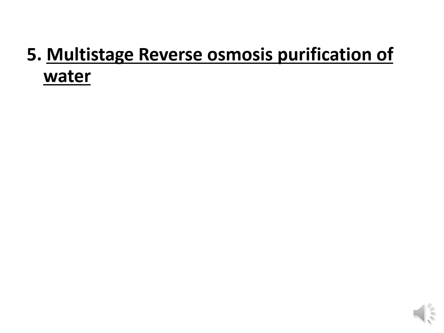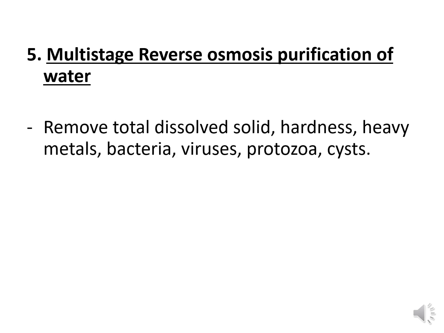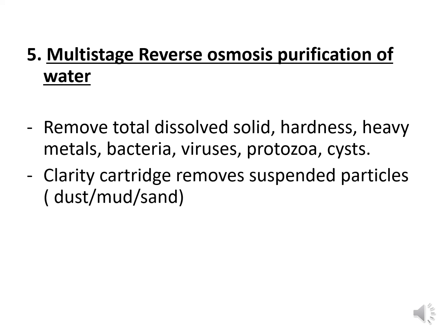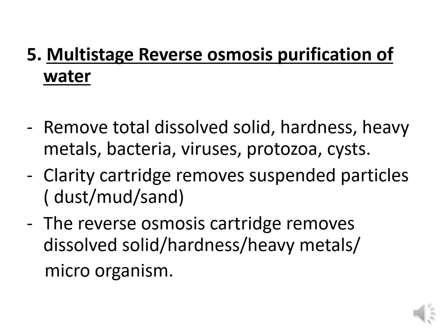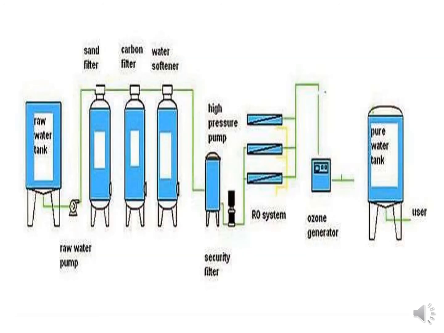Last method is the multi-stage reverse osmosis purification of water. This method removes all the total dissolved solids. It removes hardness. It removes all the heavy metals, bacteria, viruses, protozoa, and all the cysts as well. It uses a clarity cartridge that removes all the suspended particles like dust, mud, or sand. So this reverse osmosis cartridge removes dissolved solids, hardness, heavy metals, and also microorganisms.